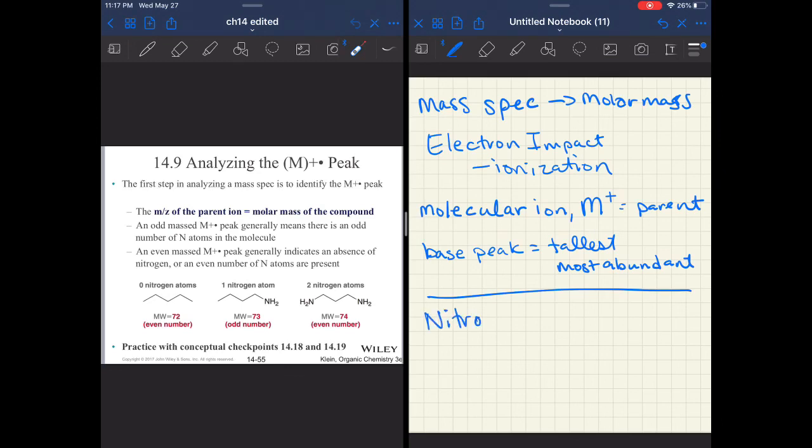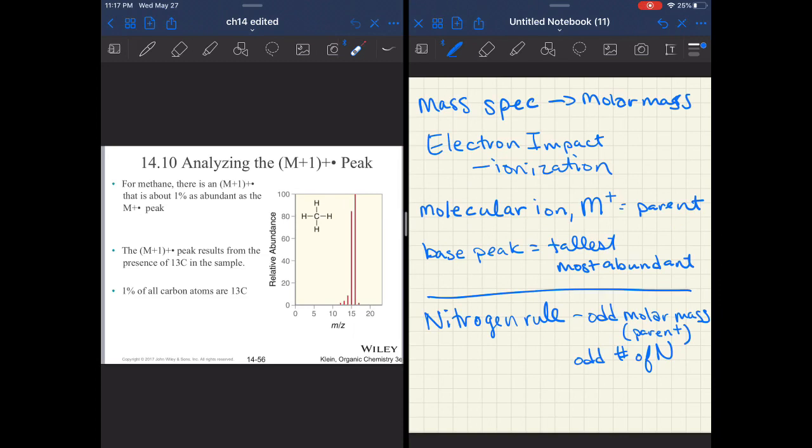One is the nitrogen rule. If you have an odd molar mass, right, so an odd parent, that typically indicates you have an odd number of nitrogen in your compound, right? So if it's even, that doesn't tell you that you don't have nitrogen. It just might be it's an even number of nitrogen. But if you have an odd molar mass, you most likely have nitrogen. Just the way that it bonds often gives you an odd number.